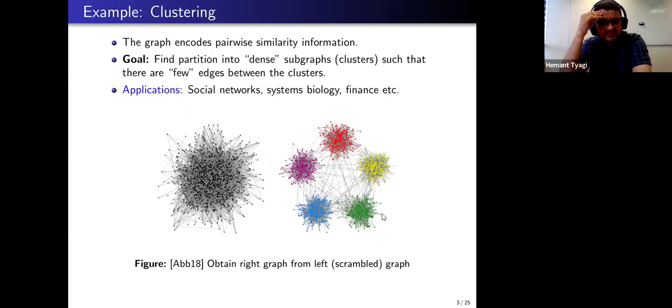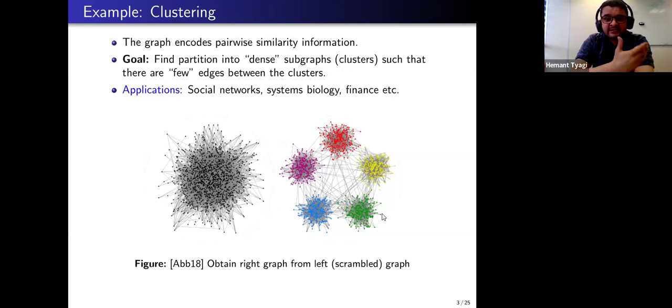Here's the first example, which is perhaps the most popular example for statistical learning on graphs, which is clustering, also known as community detection. Here we are given a graph, and the graph encodes pairwise similarity information between the nodes. If there's an edge between two nodes, it means they are friends. If there's no edge, it means they don't know each other. And the edges can also have weights, etc.